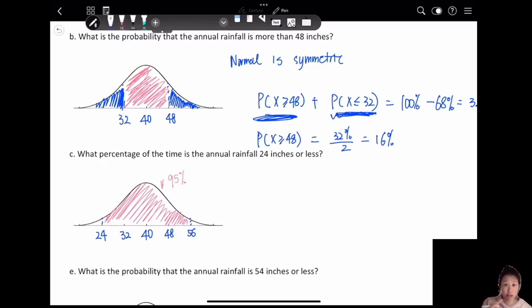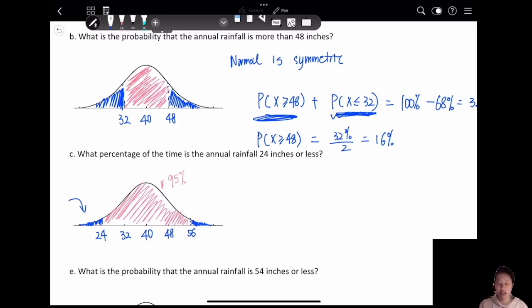And we use the symmetric characteristic. We know that the two blue shaded areas are the same, but we're just trying to calculate the left tail. So that means if we can calculate the total of the blue shaded area, we divide it by 2, we will get the probability that the rainfall is less than 24 inches. So pause the video and try to calculate that by yourself.